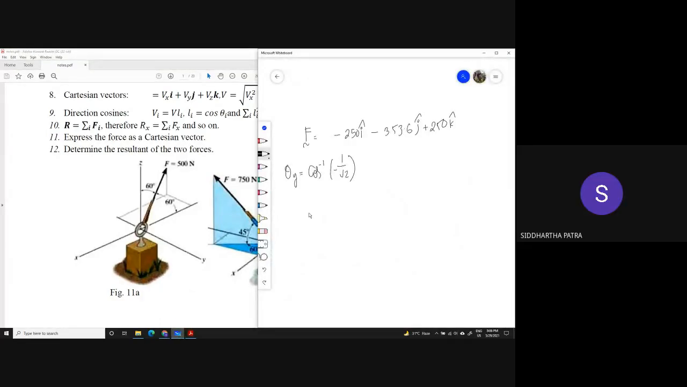Okay. So in the second problem, figure 11b, how much is the force? 265.2 i cap, minus 459.3 j cap, plus 530.33 k cap. Okay. So please don't forget to put the unit.